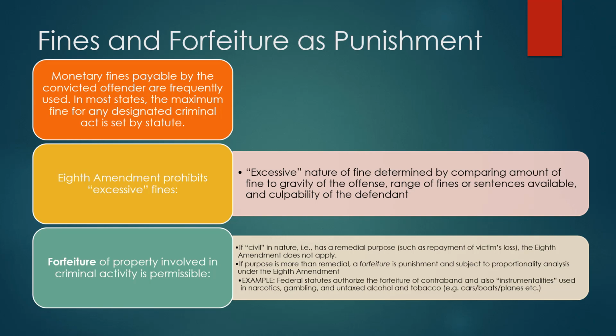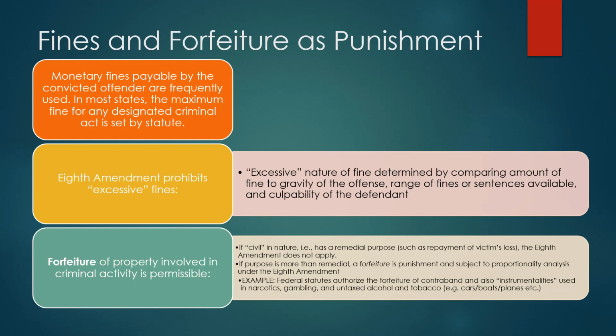So you can forfeit things like narcotics, gambling things, untaxed alcohol, untaxed tobacco, and the things used to ship them or move them: planes, trains, and automobiles, all of those.